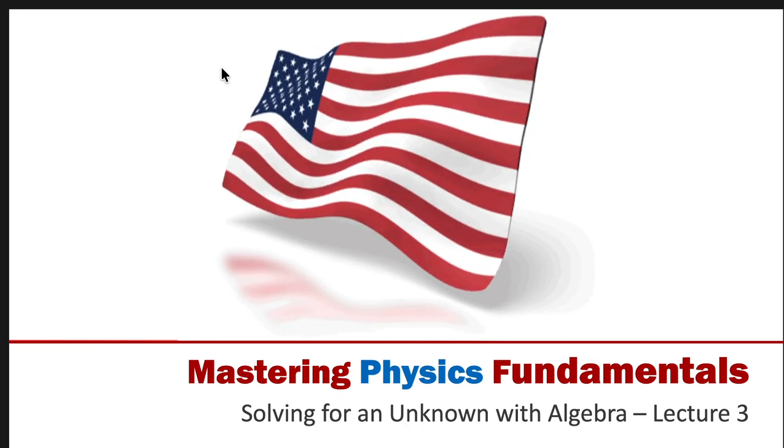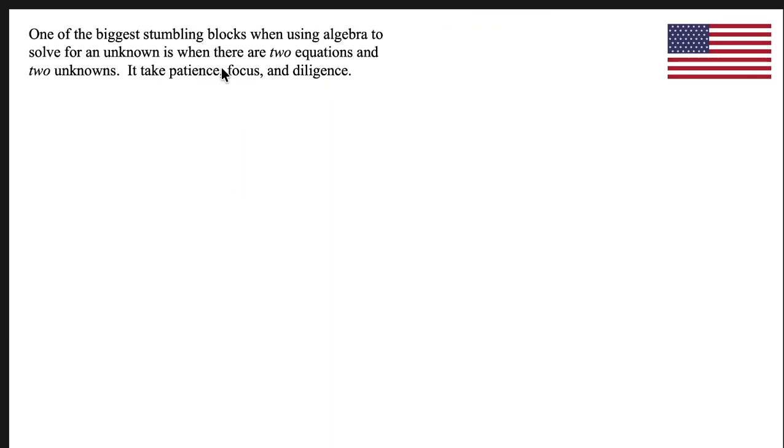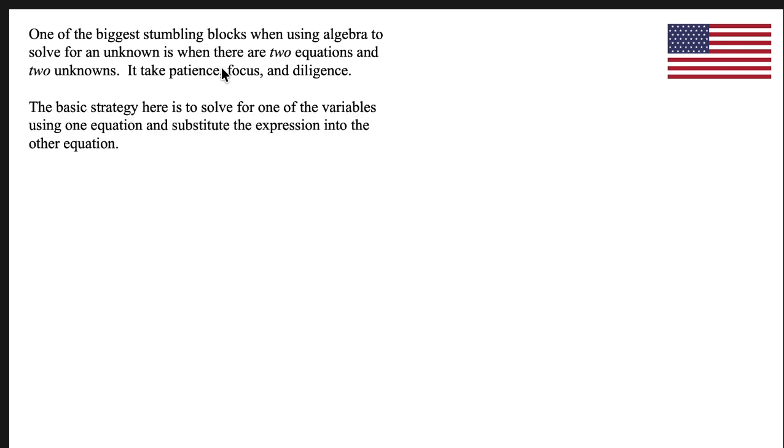This is part 3, solving for an unknown with algebra. The biggest stumbling block when using algebra in Physics 1 to solve for an unknown is when there's two equations and two unknowns. This takes patience, focus, and diligence. There's a lot of opportunities to make a mistake.